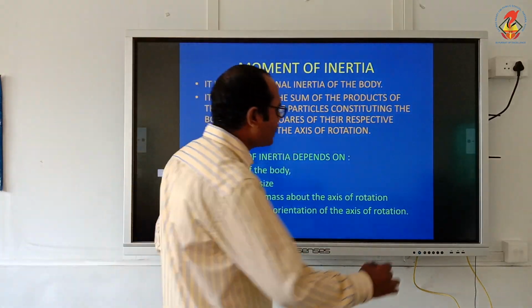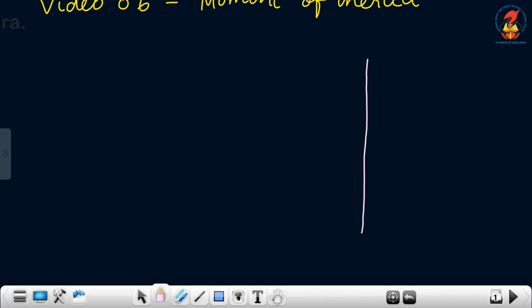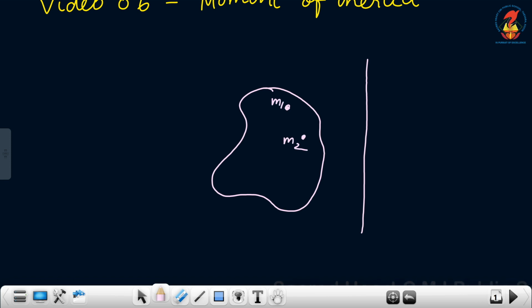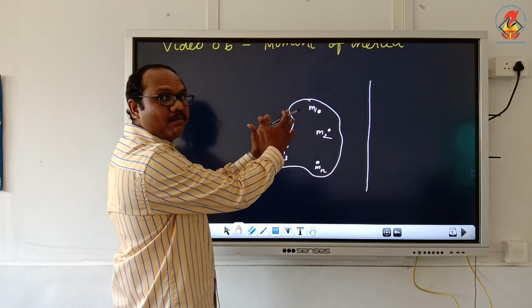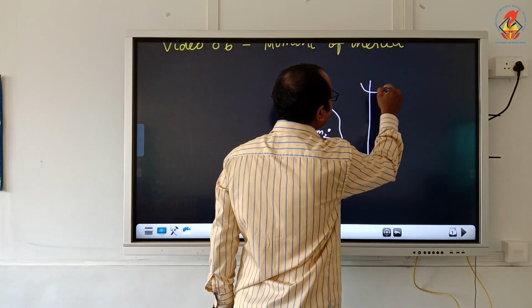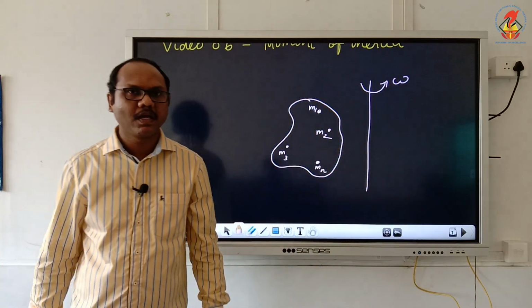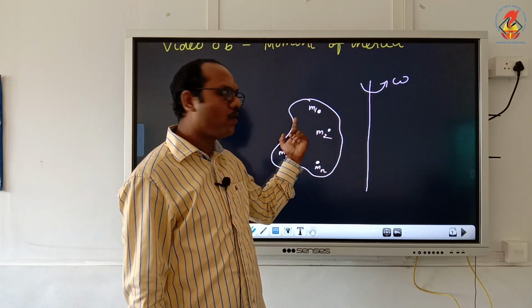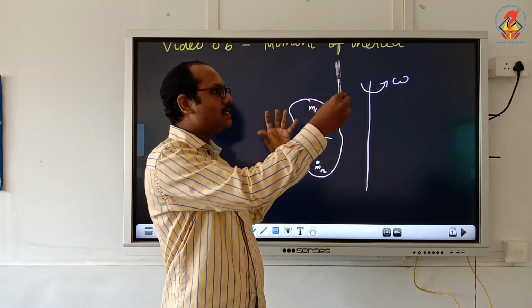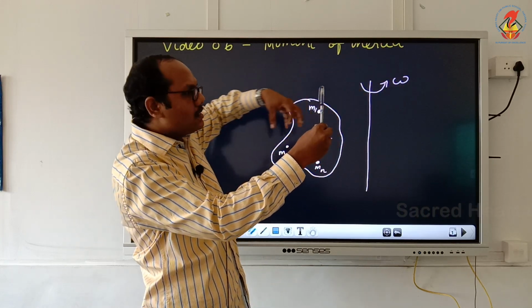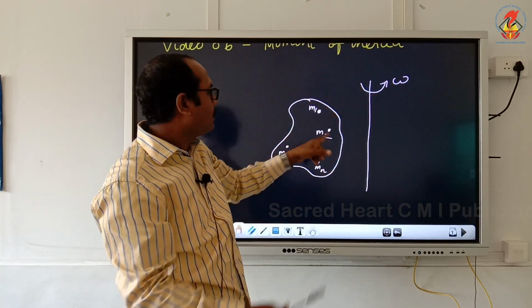I will just give you an example. Imagine like this. This is the axis of rotation, and I take a rigid body of any irregular shape. The rigid body consists of many particles, M1, M2, M3, etc., Mn. There are n particles, and this rigid body is rotating about this axis with a uniform angular velocity omega. I mark the anti-clockwise direction. That means the entire rigid body is rotating about the axis in the anti-clockwise direction. That is what the figure means.